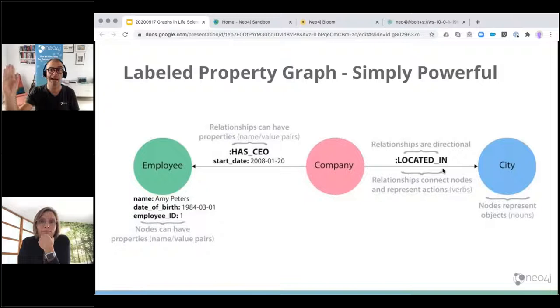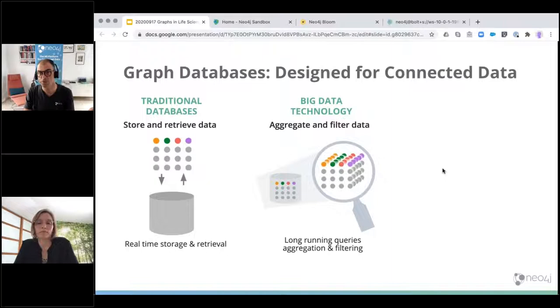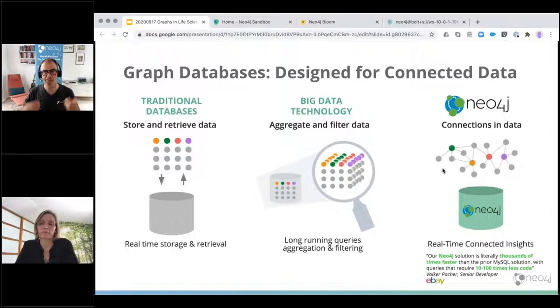That's the labeled property graph. That is exactly what this is all about. We're representing data in a new way. We're using the property graph to store the data in a database management system, and that means that we will be able to do different operations on top of it. Traditional databases are really good at storing and retrieving data. Big data technologies, aggregate stores like document stores or key value stores or column family stores, are really good at aggregating and filtering data. But graph databases are all about these connections, about deriving insights from these connections, about making these connections first class citizens. We really want to leverage those connections to do something new.